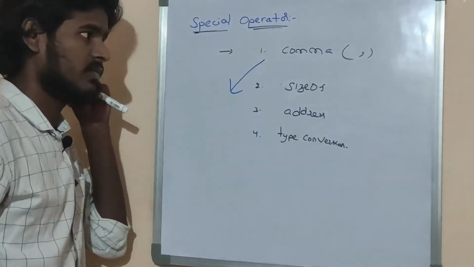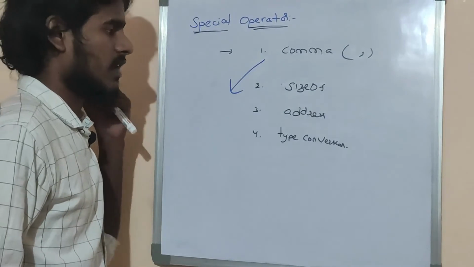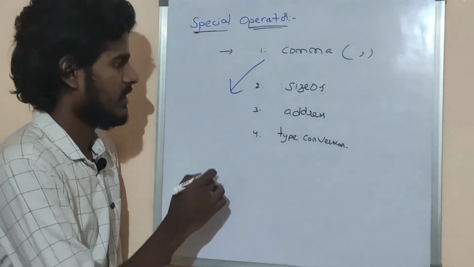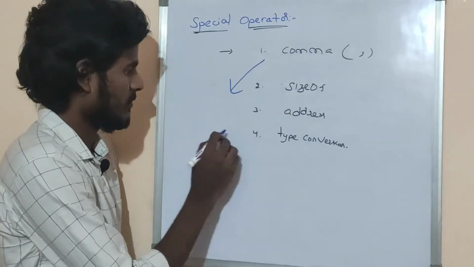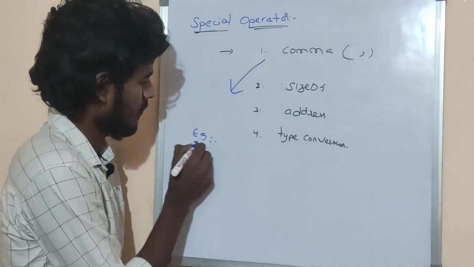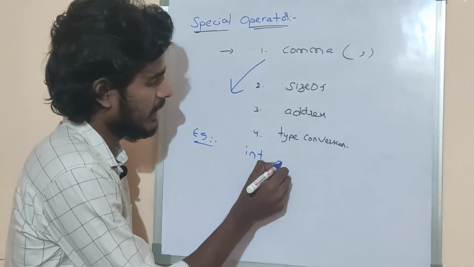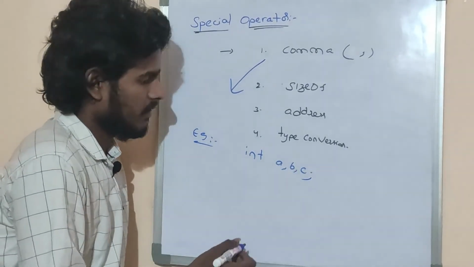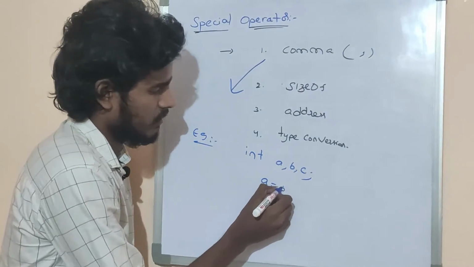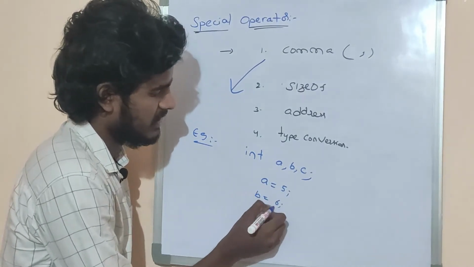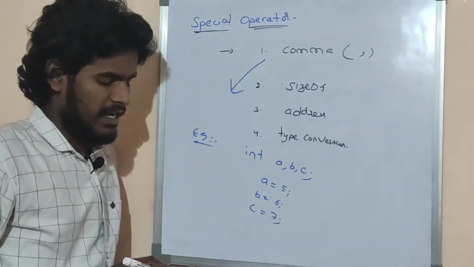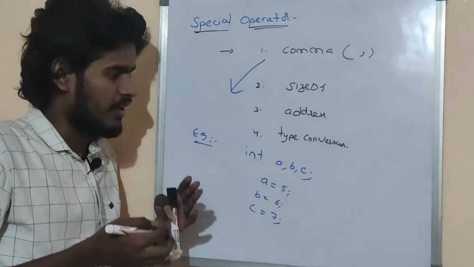Okay, what is the use of comma? It is used to separate the variable names. Example, int a, b, c. Then later we can assign the values: a is equal to 5, b is equal to 6, c is equal to 7. Okay friends, what is the use of comma? It is used to separate the variable names.